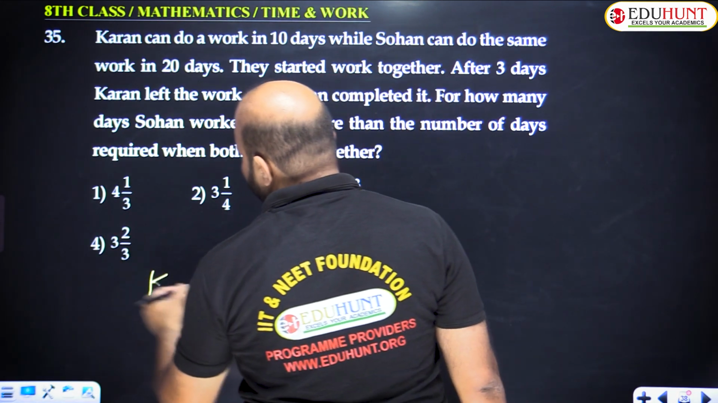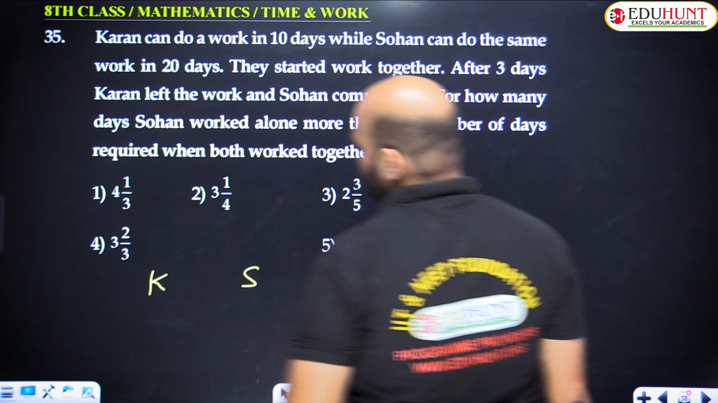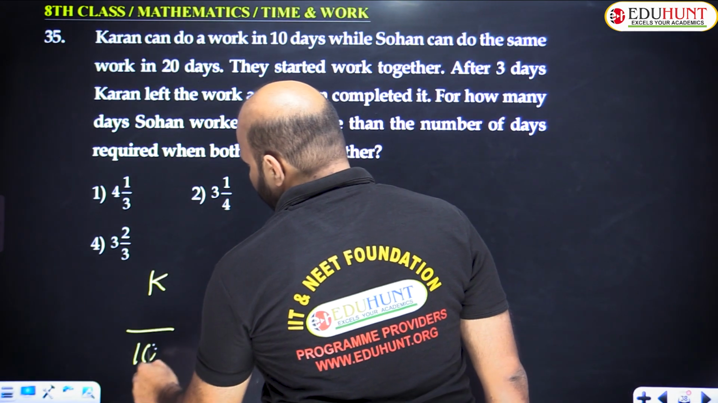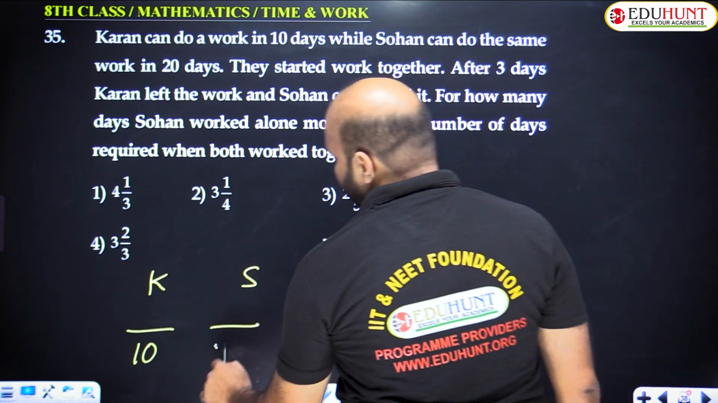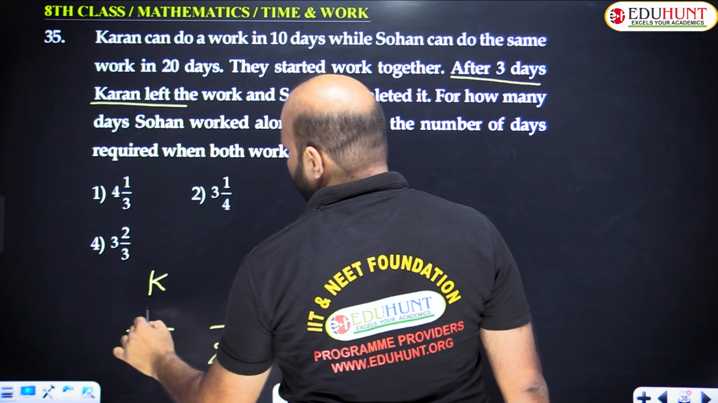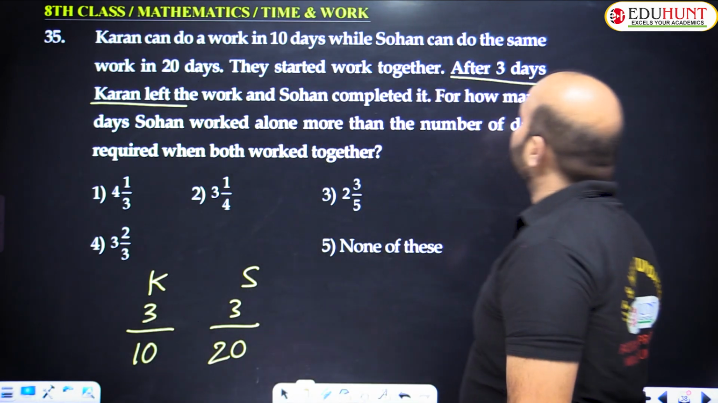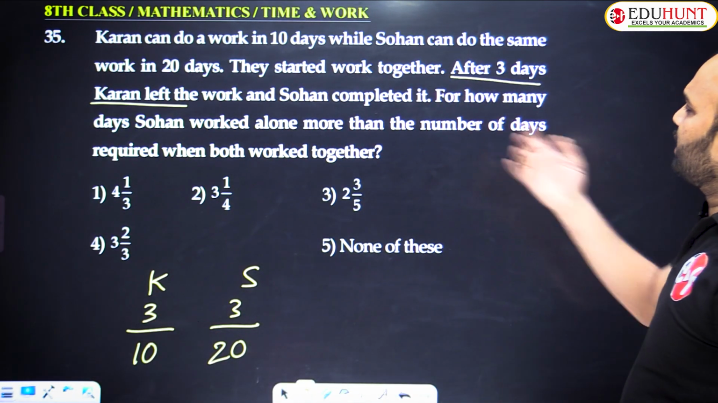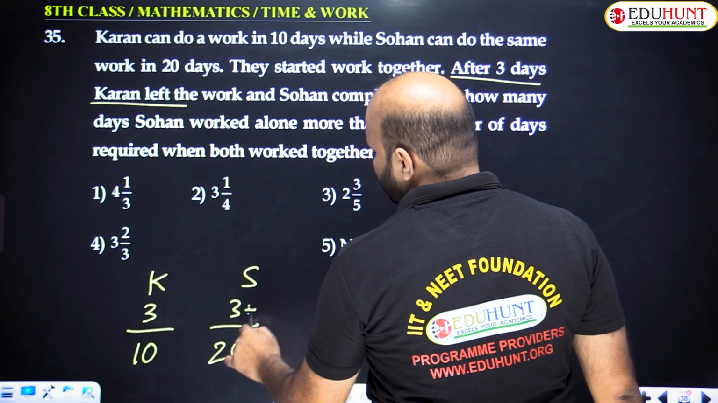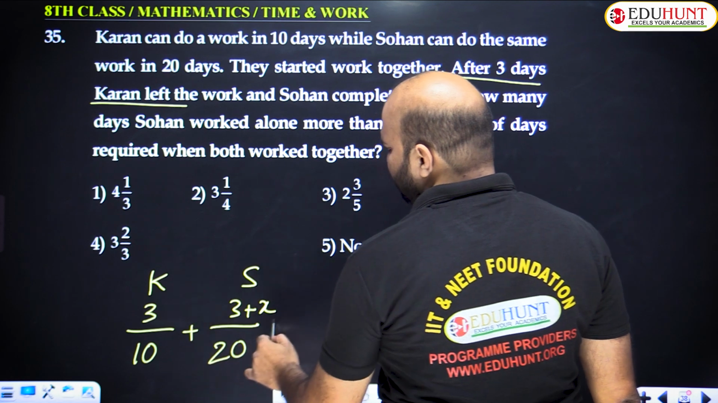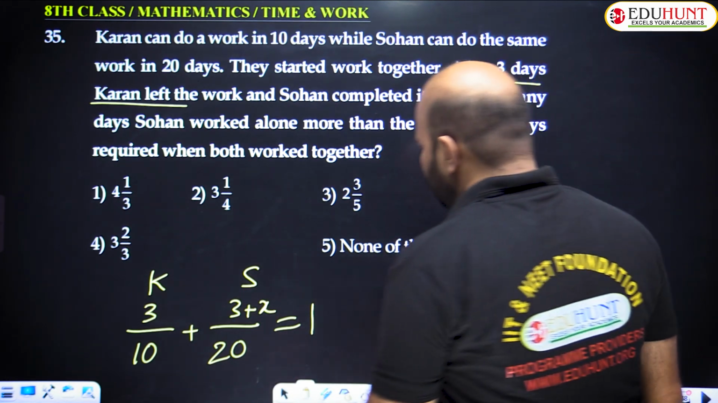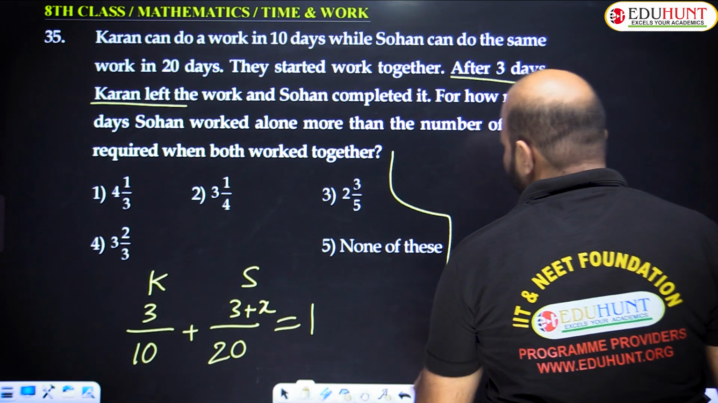So here 2 members are given, Karan and Sohan. Karan alone can do a piece of work in 10 days. That is the denominator. Sohan alone can do the work in 20 days. They started the work together. After 3 days, Karan left the job, so the first 3 days were worked by both together. After 3 days, Karan left the job, so the remaining work is completed by Sohan in X days. So 3 plus X, the sum of the fractions, equals 1, always equal to 1 because both can do the single piece of work. So first you have to find the X value.